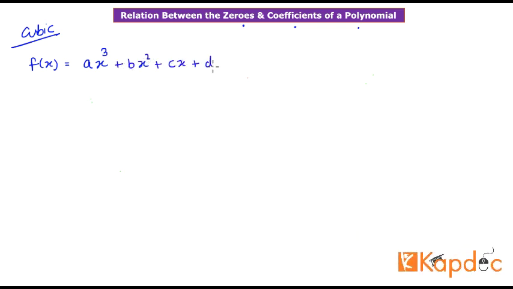cx plus d, where a, b, c and d are numbers, right? And x is the variable. The highest power here, which is 3, defines the degree of this polynomial, and this is a cubic, right?